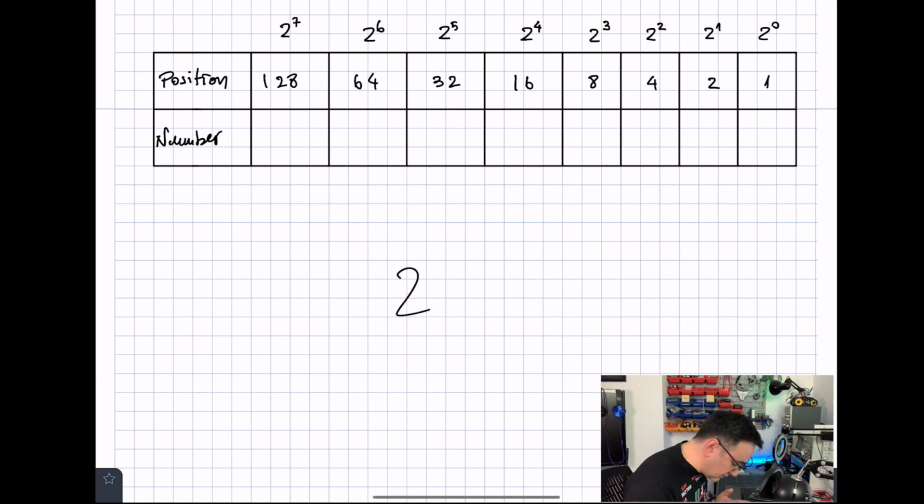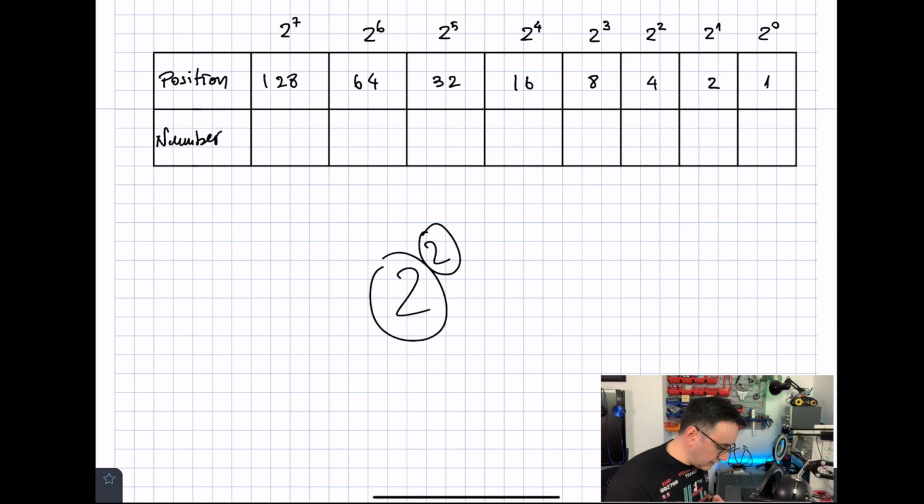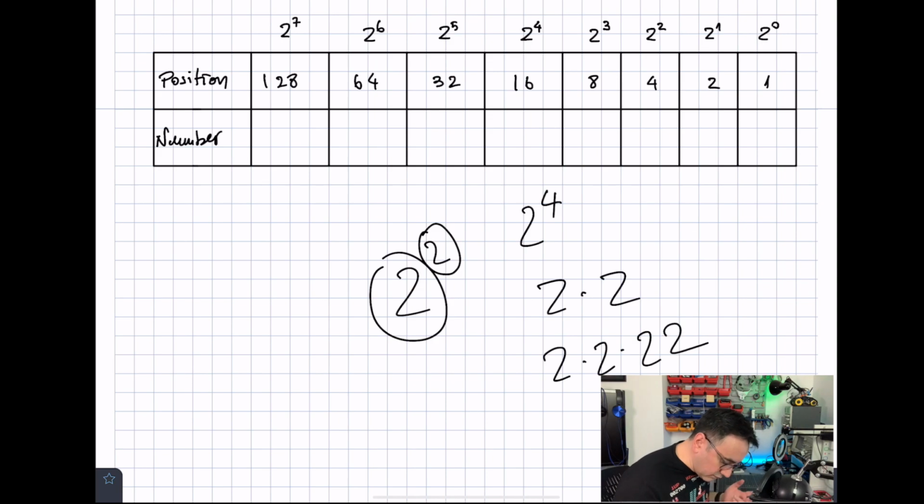If you don't remember, it's very simple. This is the base, this is the exponent. So you have to multiply the base as many times as the exponent says. If it's 2, then you do 2 times 2. If it says 4, for example, then it's 2 times 2 times 2 times 2.